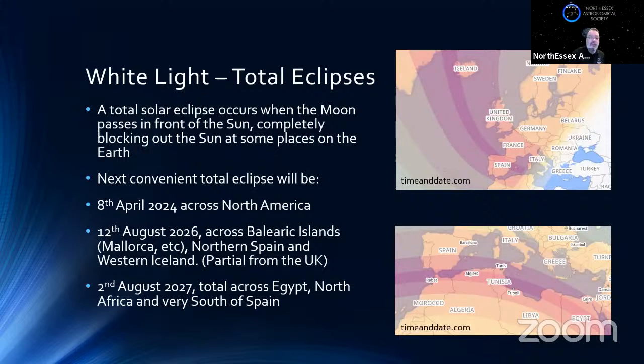There are some convenient ones coming up though. There's another eclipse right across the middle of North America in April 2024. And the one I'm hoping to be able to see is maybe the 12th of August 2026. It will be going right across Mallorca and the other Balearic Islands, right across the middle of Spain. And it will be right in the middle of holiday season as well. So I think it could be a great place to go, assuming we're all safe to travel again. And then there will be another one in 2027 that just goes across the bottom tip of Spain.